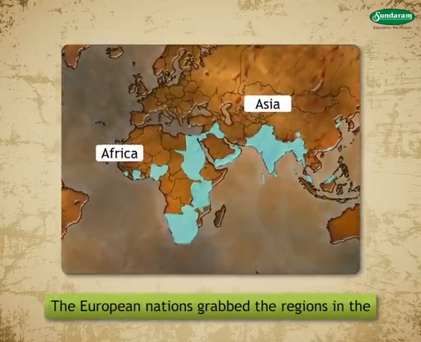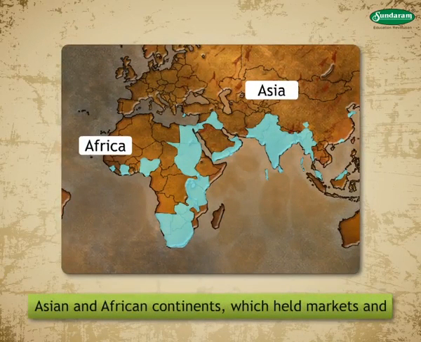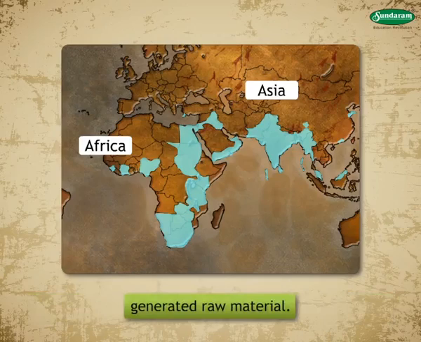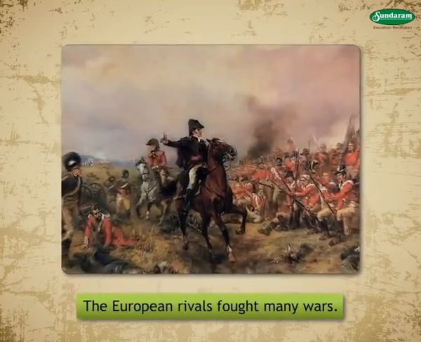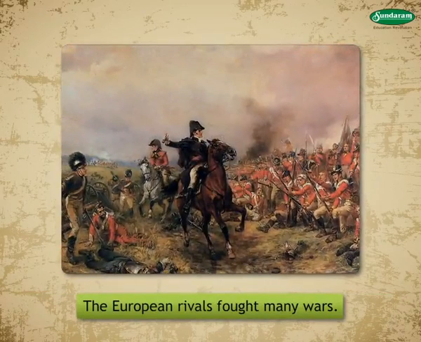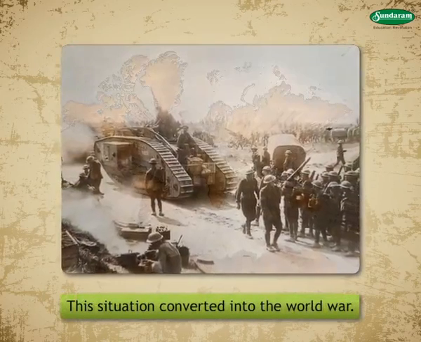Due to these reasons, the European nations grabbed the regions in the Asian and African continents, which held markets and generated raw material. As a result, a cutthroat rivalry among the European nations developed, and they fought many wars. This situation converted into the World War.